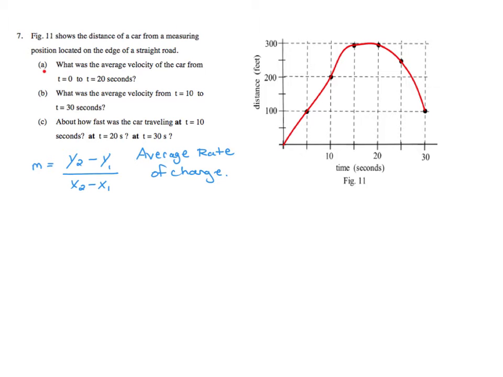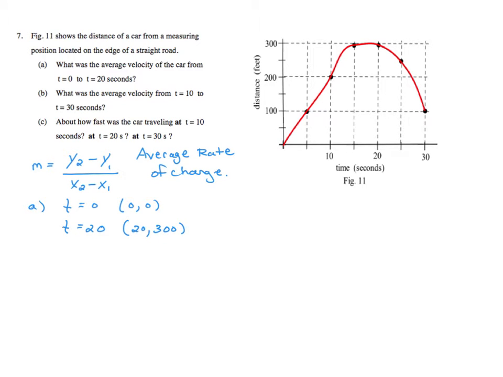For part A, it's asking between here, t equals 0 seconds, and here, t equals 20 seconds, what is the slope of the line between those 2 points? We can use this formula to get it, and it's going to give us the average rate of change. So to start with, if we start with t equals 0 seconds, that's the point (0, 0). For t equals 20 seconds, using the graph, that is the point (20, 300). So after 20 seconds, the car has traveled 300 feet.